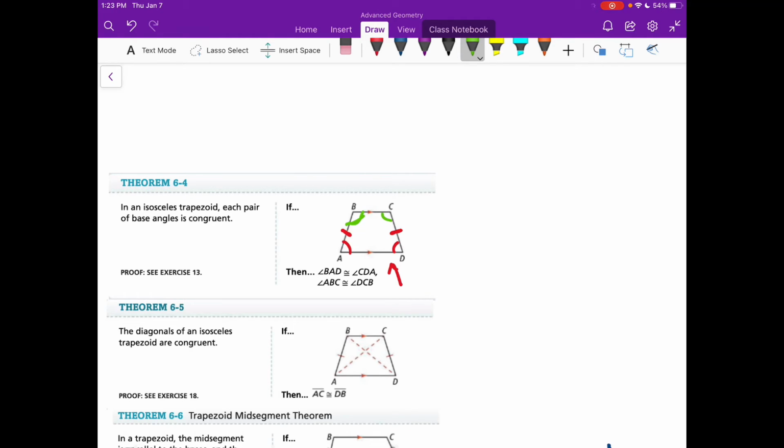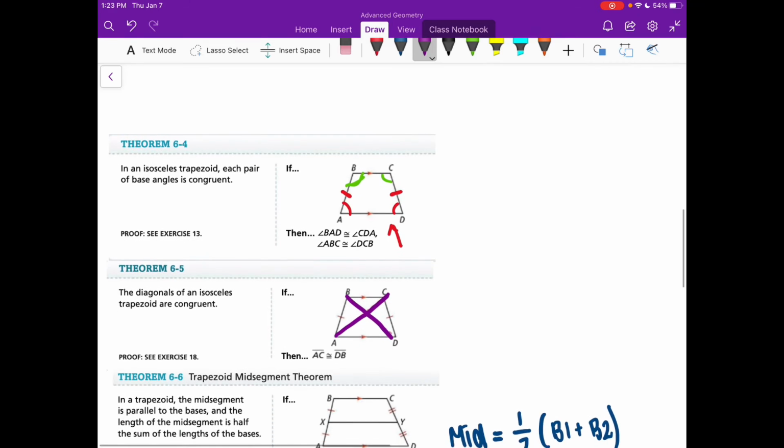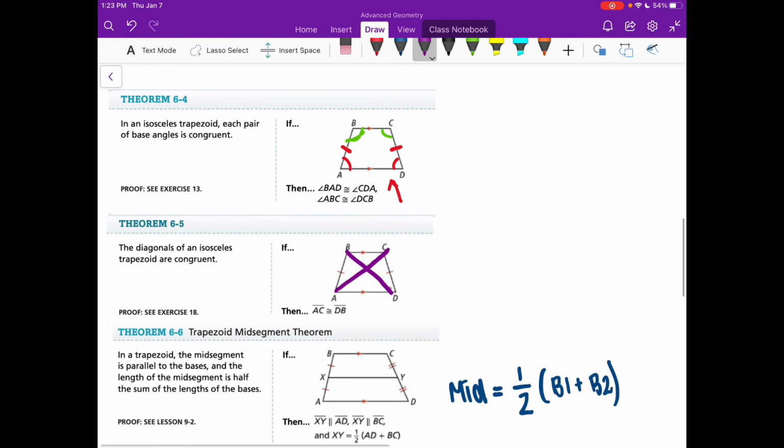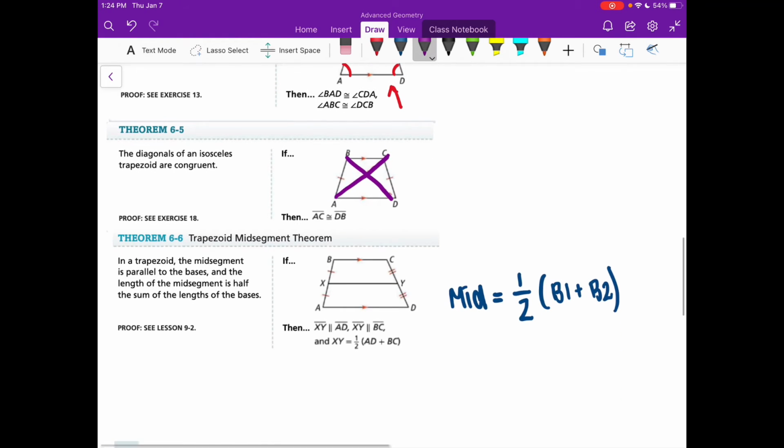Okay, good to know. And the next theorem is that the diagonals that they create are congruent. So these two diagonal segments are going to be congruent. Our last theorem is how to find the mid-segment, which just means middle segment. So a segment that's drawn in the middle of a trapezoid. So in a trapezoid, the mid-segment is parallel to the bases. So all of these are parallel to each other.